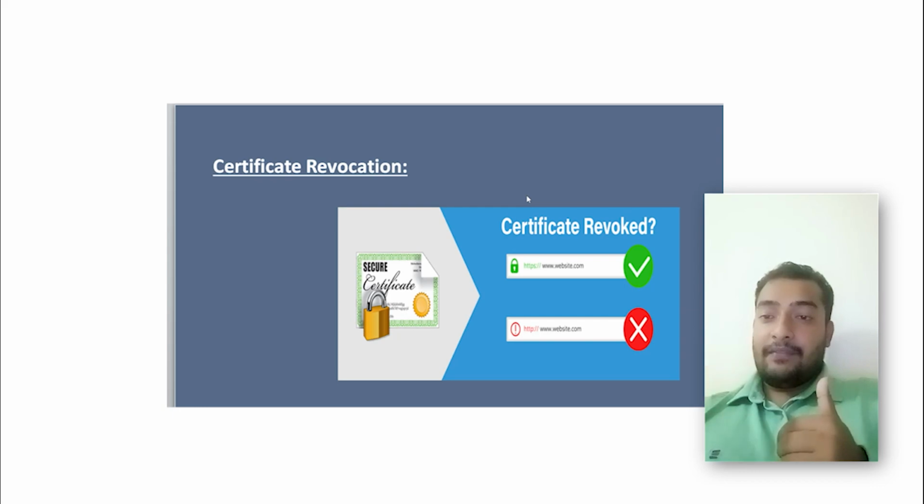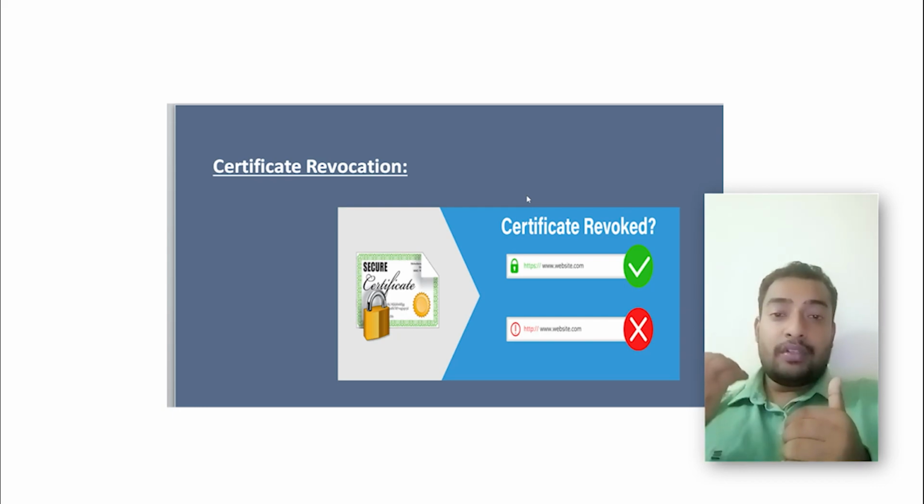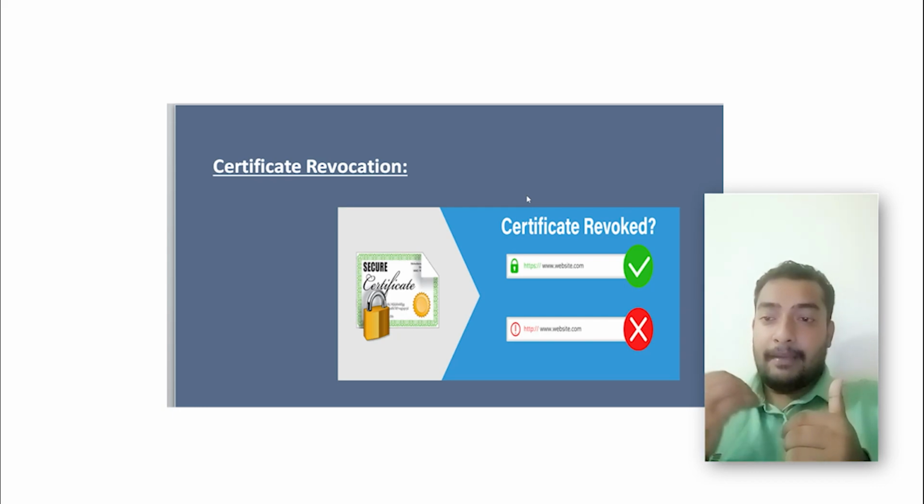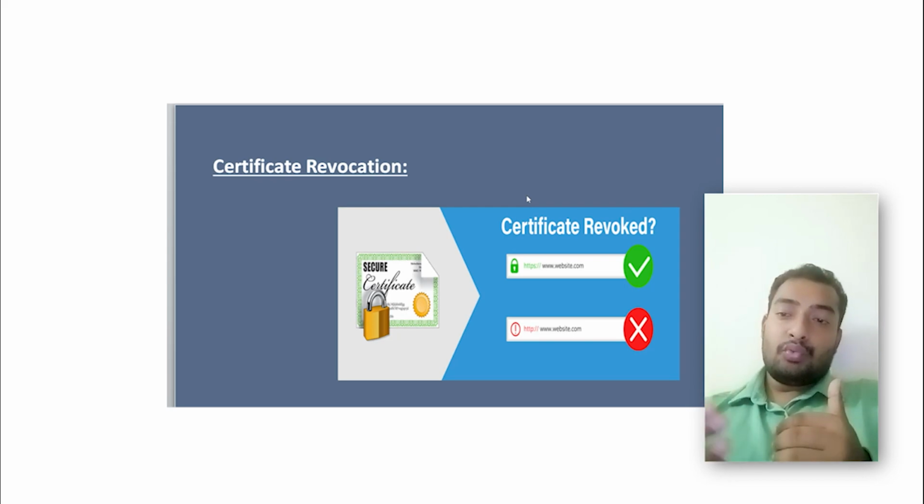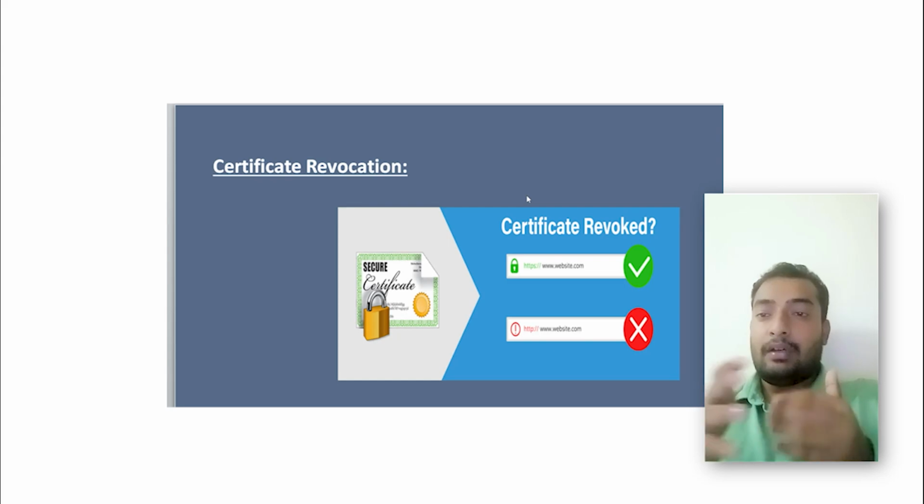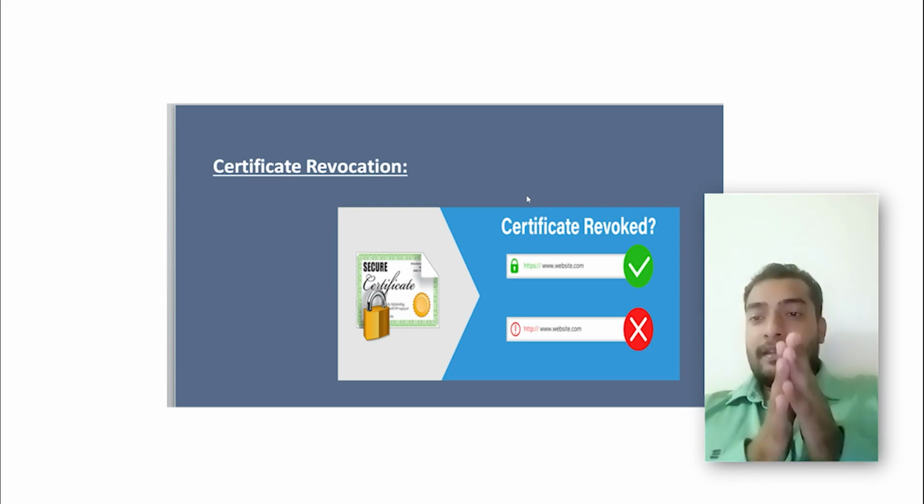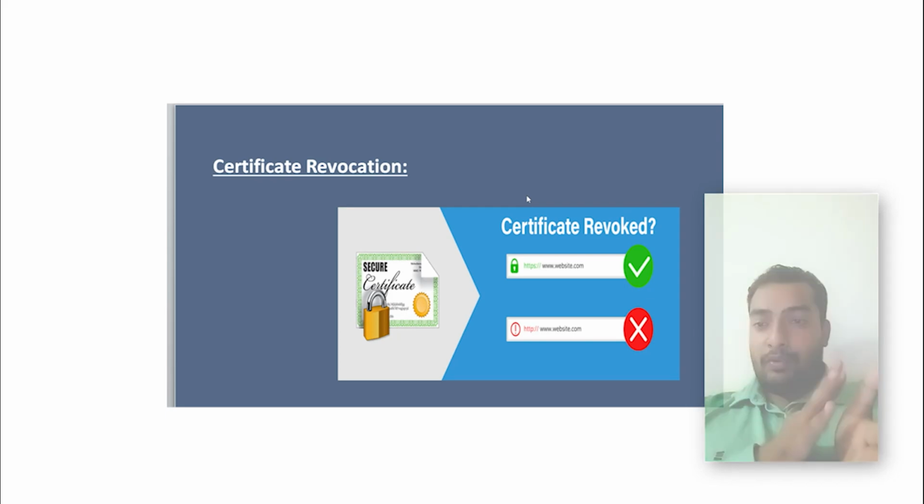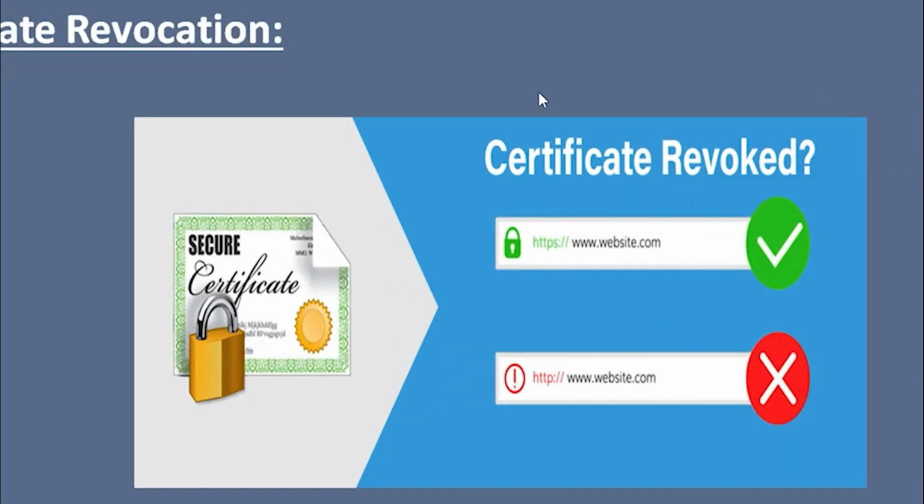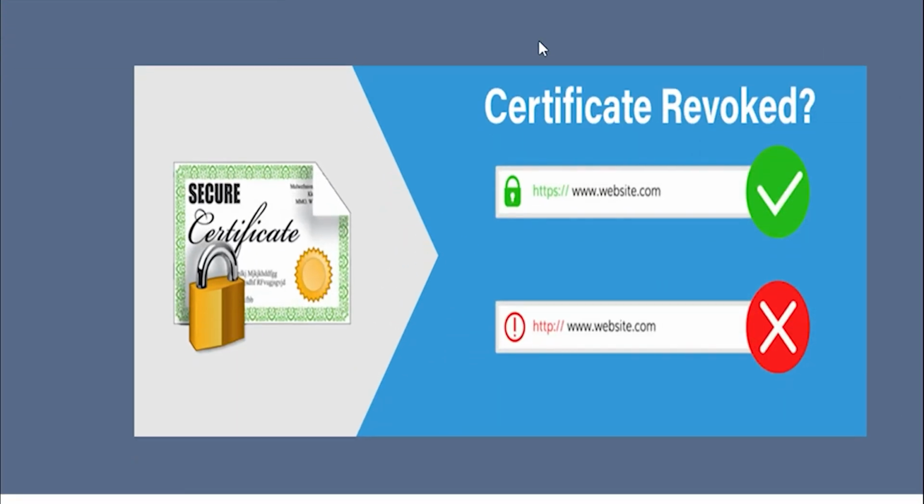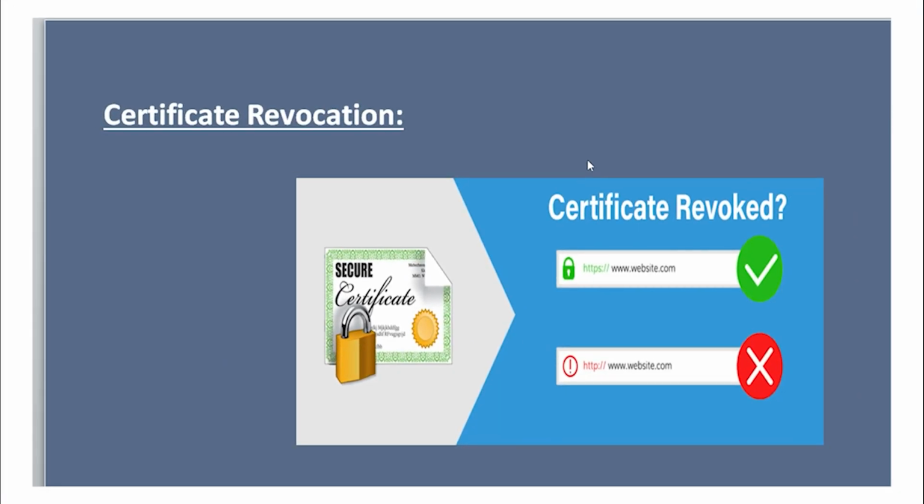Then comes misuse or errors. If a certificate was mistakenly issued or contained incorrect information, it may be revoked or reissued with the correct details. Then comes change of ownership of the organization. If there are changes in the ownership or legal entity associated with the certificate, such as a company name change or an acquisition, the certificate may be revoked or reissued to reflect the updated information.